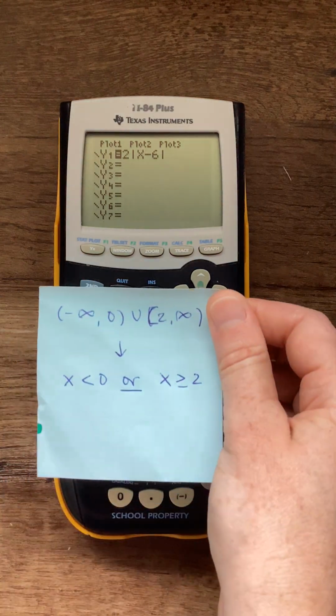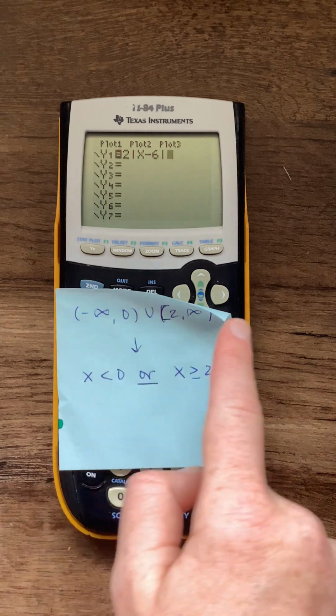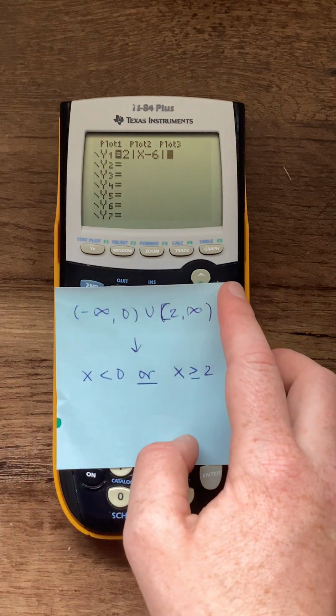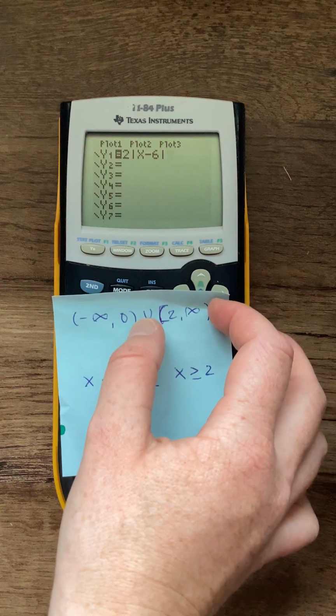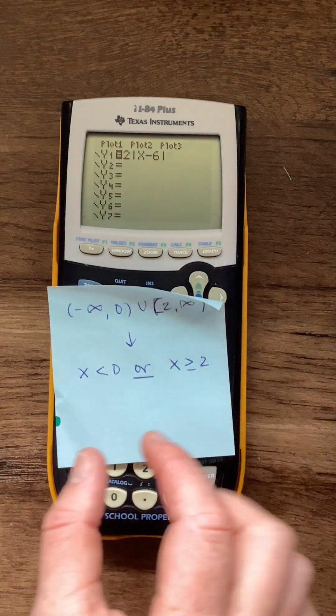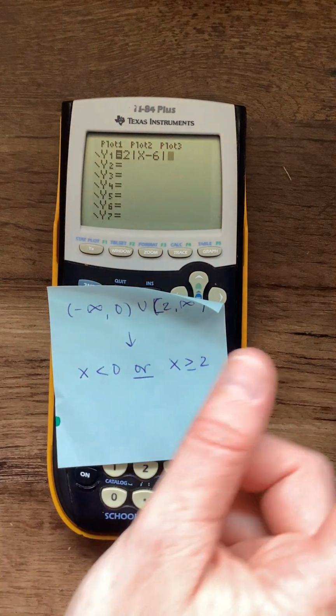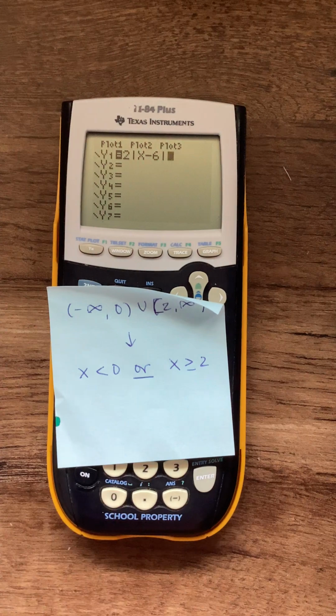So we translate that domain, right? -∞ to 0 and then 2 to infinity, right? And remember this symbol here, instead of being an "and", now it is an "or", right? Because these two are two separate things, right? It's over here and then over here. They're not connected, so you have to use "or" instead of "and" this time.